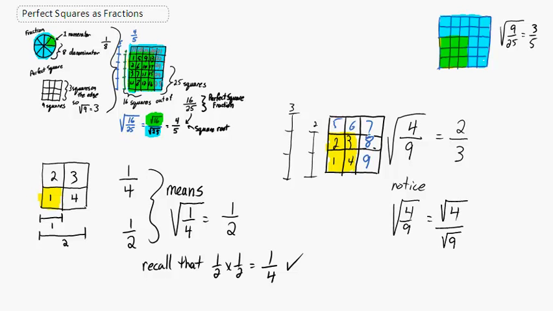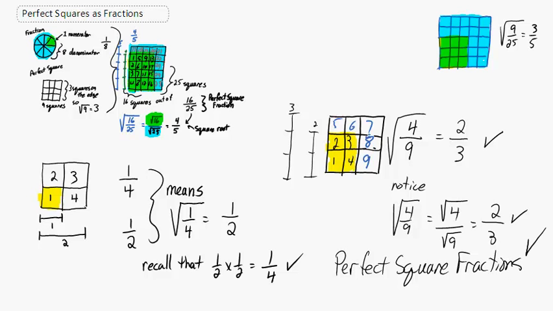Notice that the square root of 4 ninths is the square root of 4 and the square root of 9 done separately. That's a very useful feature. Well, those are square root fractions. Please try a practice. Thanks.